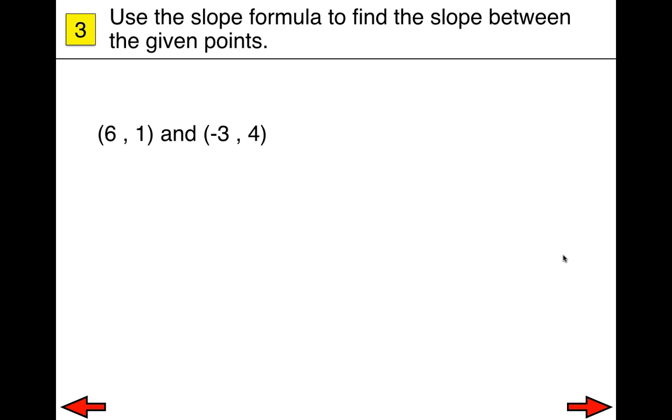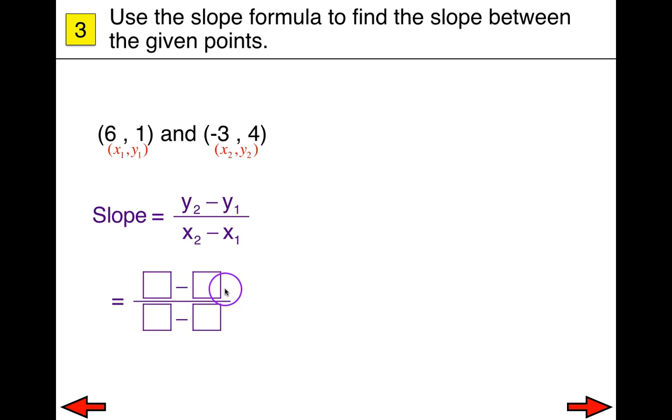Okay, so now we're going to check our work, so go ahead and double check your work with mine. First things first, we're going to write down the formula, and then we're going to go ahead and label which one's x sub 1, y sub 1, x sub 2, y sub 2. We're going to go ahead and place in our boxes so that we don't accidentally lose our subtraction sign.